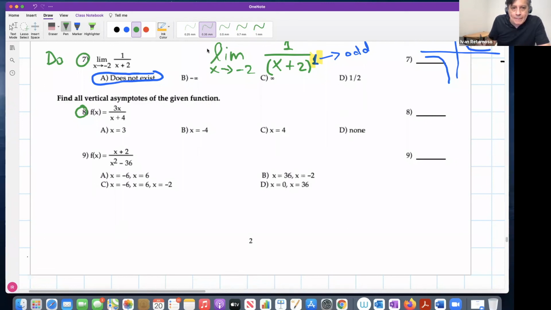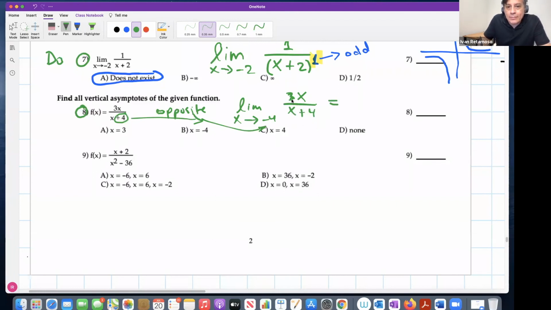So let's say they want your vertical asymptote here, right? If you want to do it with limits, you're supposed to take the limit, remember, as x goes to the opposite of this, right? Opposite. And then you are supposed to verify that this is either plus or minus infinity.